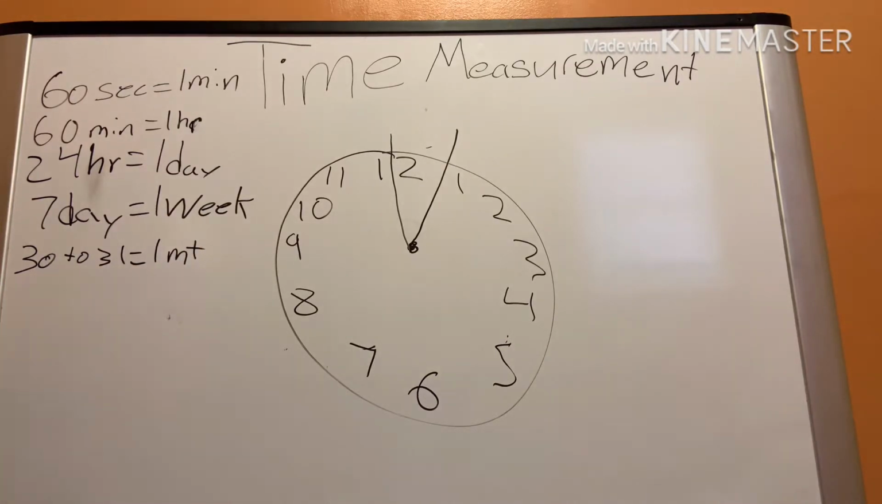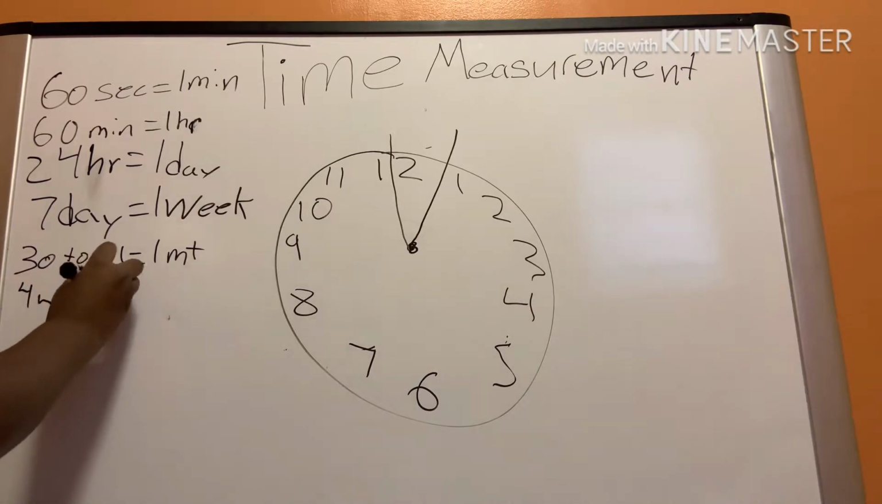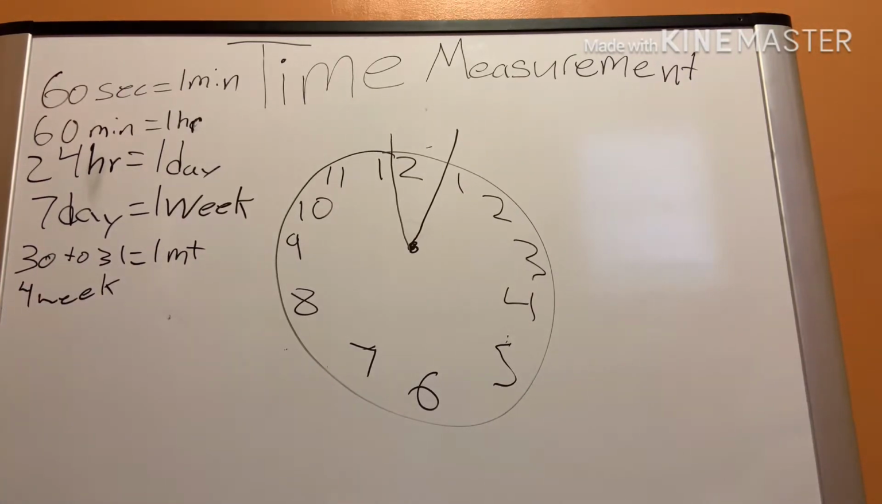I'm going to just put MT for now because I'm also going to put this. For every 4 weeks, it's also 1 month, because that's what it kind of is. If you ever look at a calendar, you never really go past 4 weeks. Yeah, you might go past a few days, but you're never going past completely. You're never going to hit 5 weeks.